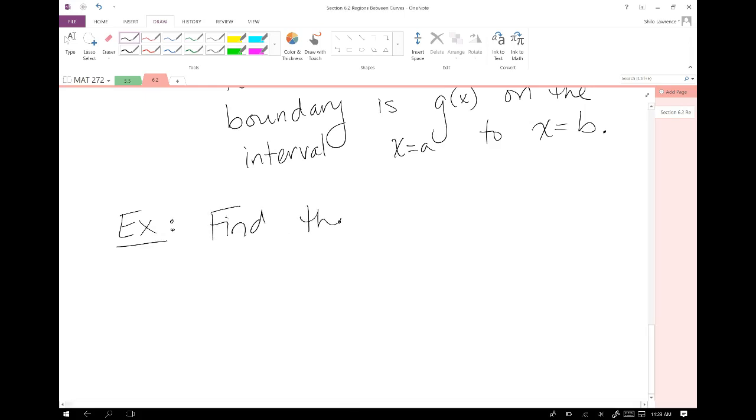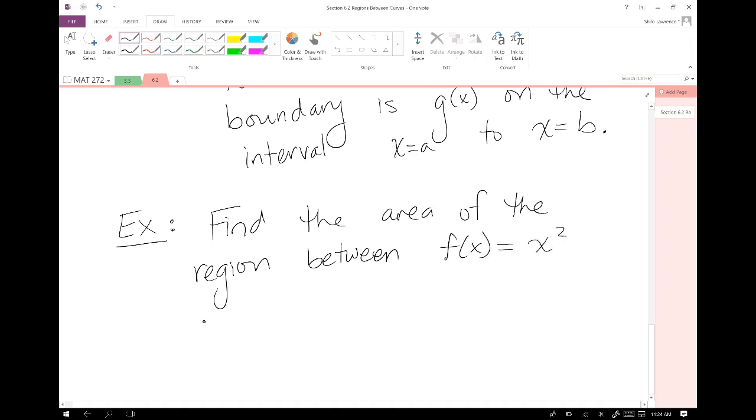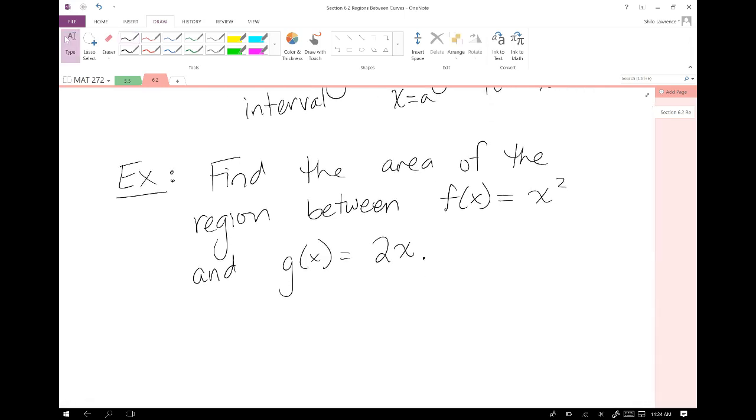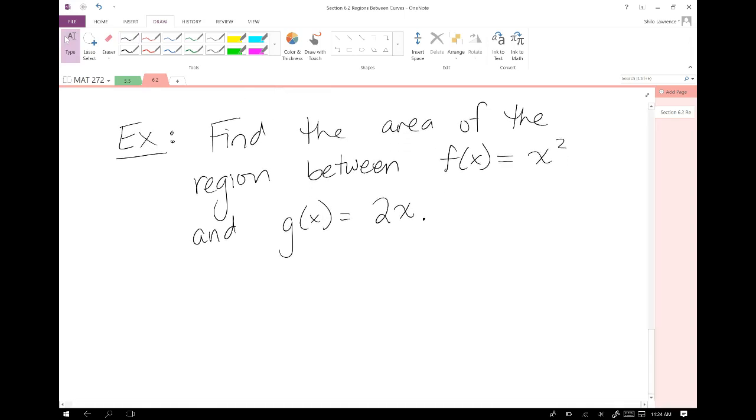We're going to find the area of the region between f of x equals x squared and g of x equals, let's say, 2x. And I did not give you any x boundaries. And that happens a lot. So we're going to have to figure those out on our own. And it's really not that difficult. There's a way that you could work it out by hand, but there's also a way that we could just figure it out really quickly on the graph.